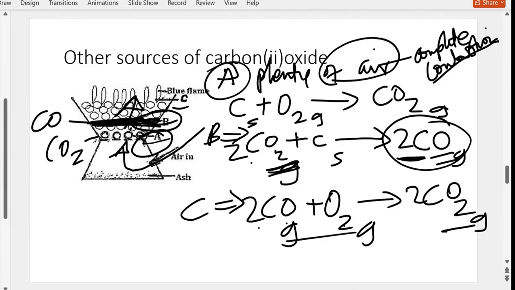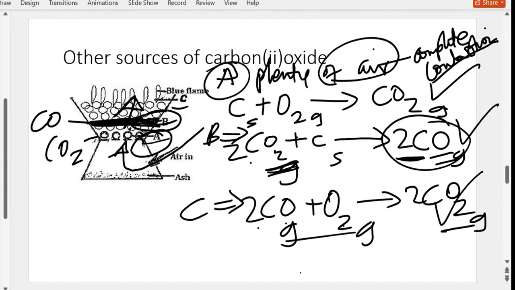So this is how you are required to write the equations and explain. At region A we have plenty of air, therefore complete combustion occurs. At region B, the CO2 produced at A burns at B and is reduced to CO. And then at region C, the CO produced at region B burns in enough oxygen and therefore is oxidized to CO2. And these are the 3 equations.